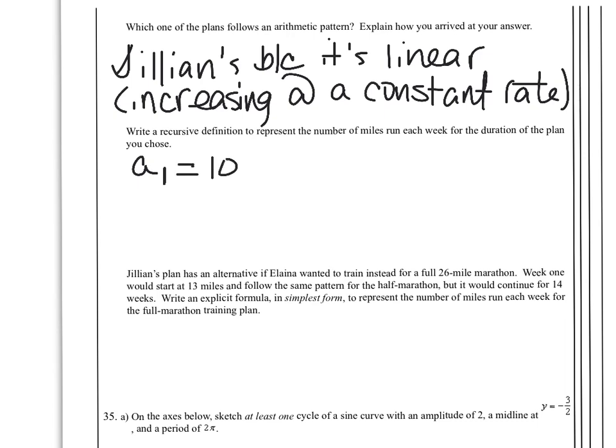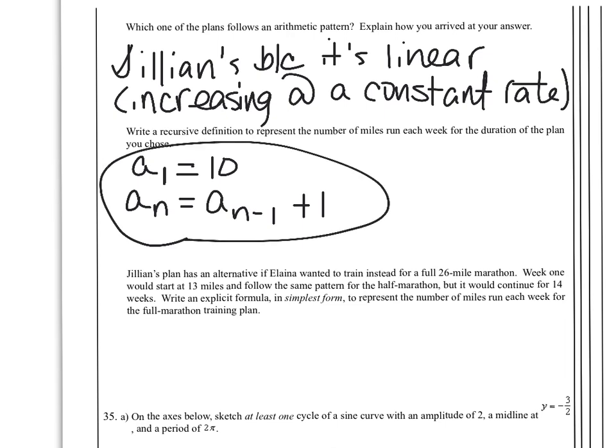And then remember, the other part of the recursive formula is a sub n equals a sub n minus 1, and then in this case plus d. So in other words, what it's increasing by each time. And if you see, the next dot goes up to 11 miles at week 2. So it went from 10 miles in week 1 to 11 miles in week 2. And then from week 2 to week 3, it goes from 11 miles to 12 miles. So that's increasing by 1 mile per week. So that would be your recursive formula.